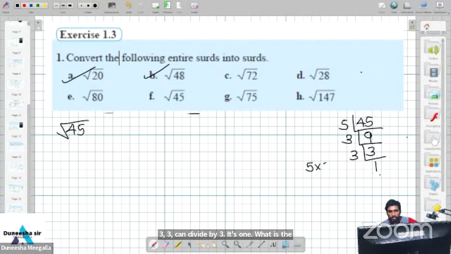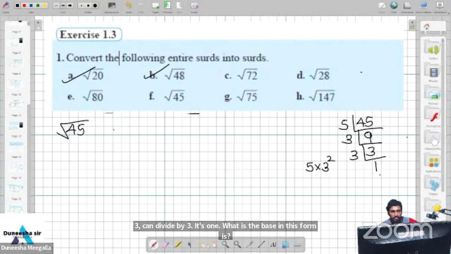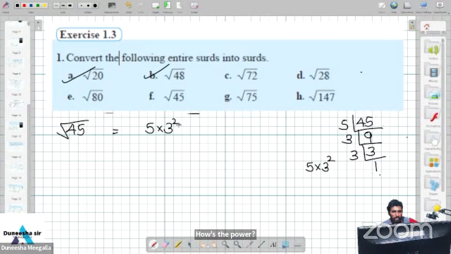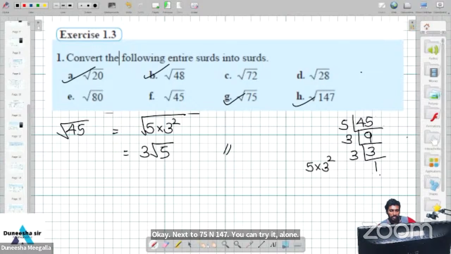What is the base index form is? 5 into 3 to the power 2. Then 5 multiplied by 3 to the power 2. What is it? 3 into root 5. Yes, 3 into root 5. Okay. Next to 75 and 147. You can try it alone. Right? But try karanna. Next time going to the next topic.